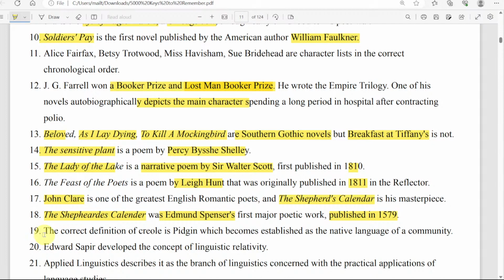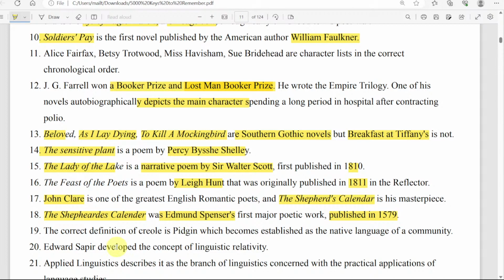1579. And the correct definition of Creole. Creole is what? Creole is a pidgin which becomes established as a native language of the community. So pidgin is like the origin of the language, a kind of mixed language which has no status of language yet, but as time goes on, it eventually becomes Creole at the end, not in the beginning.